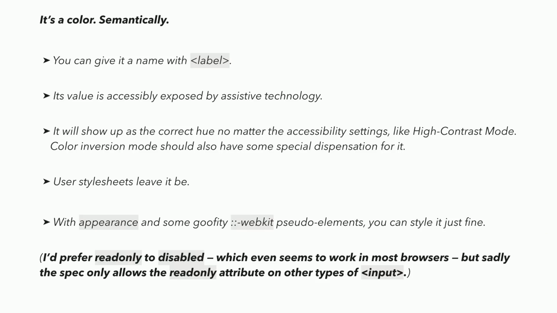But input type equal color is not very good to use today because it doesn't have enough support. I think it's not supported in Safari today. But it is the ideal way to do this because you can give it a name with a label. Its value is accessibly exposed by assistive technology. It will show up as the correct hue no matter what environment the user is within. User style sheets leave it be. It's not going to be changed. And with appearance and some goofy WebKit pseudo elements, you can style it just fine.